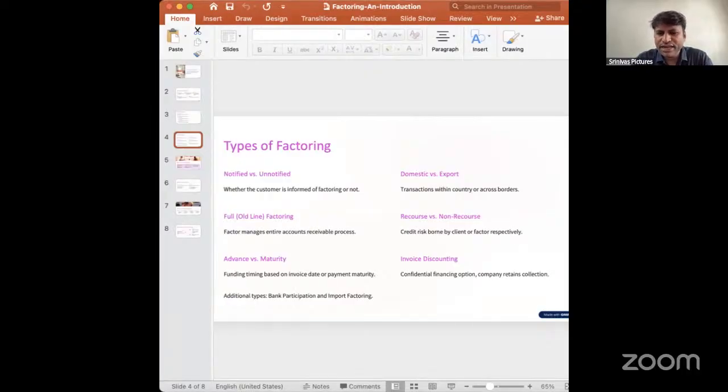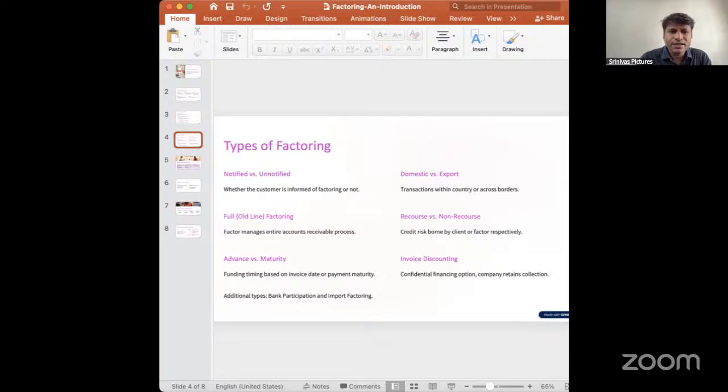Next is full factoring, or old line factoring, where the factor manages the entire accounts receivable process. Next is advance versus maturity, where the funding timing is based on the invoice date or maturity, and the type of bank participation is important. Next are recourse factoring and non-recourse factoring, where the credit risk is borne by the factor irrespective of that. So these are the various types of factoring.